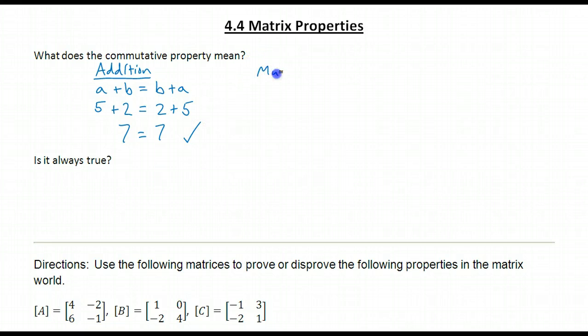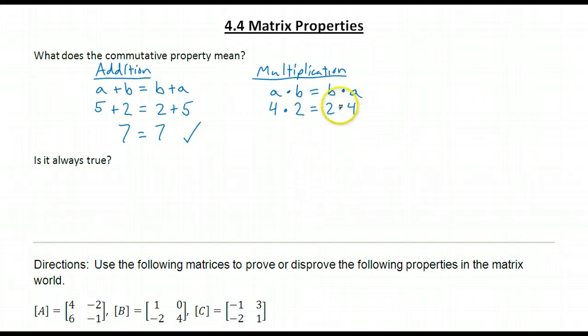What does it mean for multiplication? Well, in multiplication, if I take a number a and I multiply it by a number b, that's going to be the same as taking b and multiplying it by a. If I was going to show that this worked, I would just plug in a couple numbers for a and b. 4 times 2 is 8, and 2 times 4 is also 8. So the commutative property of multiplication and addition works for integers.